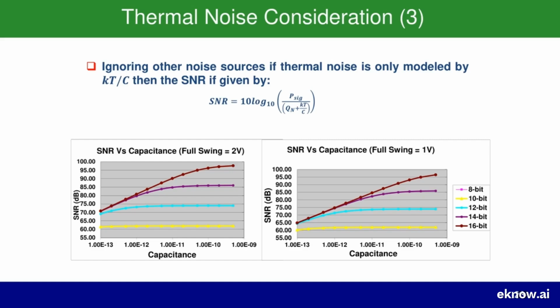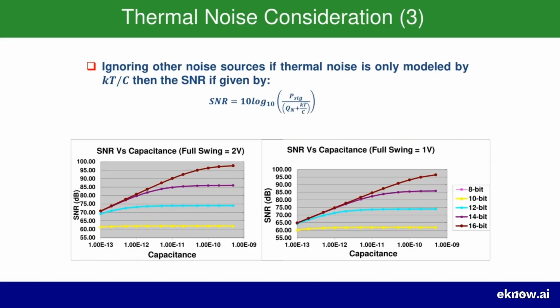Now, let's look at the two graphs. They both plot SNR in decibels against capacitance. The x-axis, capacitance, is on a logarithmic scale, going from very small, 0.1 picofarads, to larger values, 1 nanofarad. The different colored lines represent ADCs with different resolutions, from 8-bit all the way up to 16-bit.